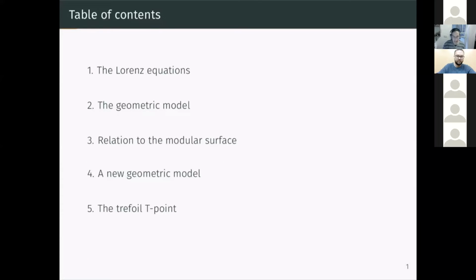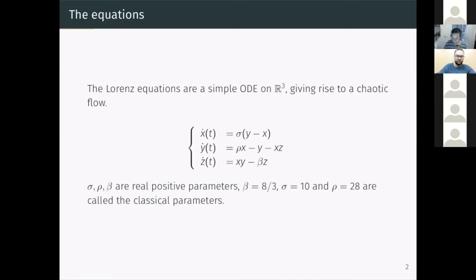So that's the plan. I'll talk a little bit about the Lorentz equations, about the geometric model, so the classical model and a new geometric model. Then I'll talk about the relation to the geodesic flow on the modular surface. And then I'll come back to the actual equations and talk about the T-point there, the primary T-point.